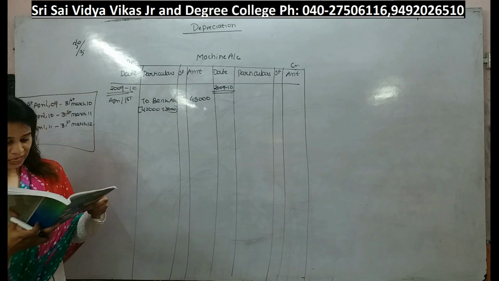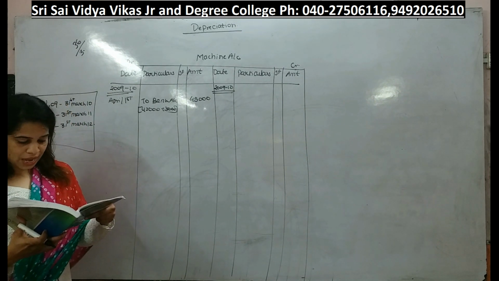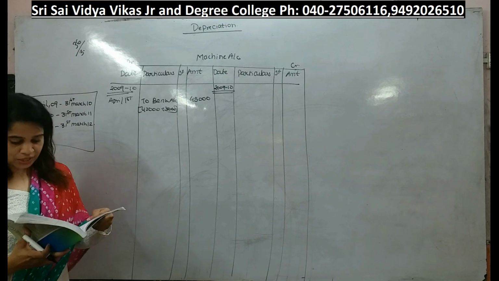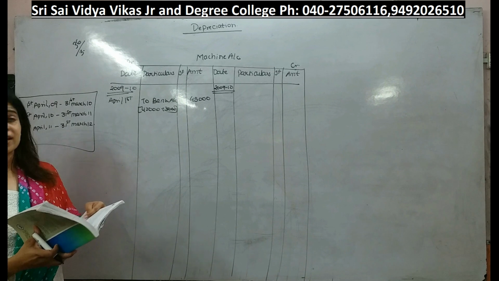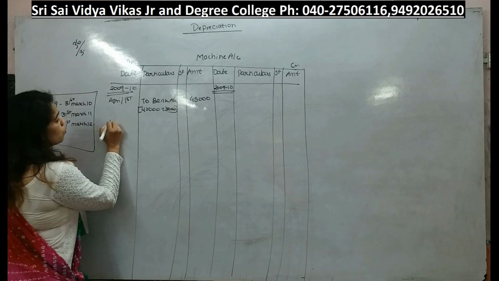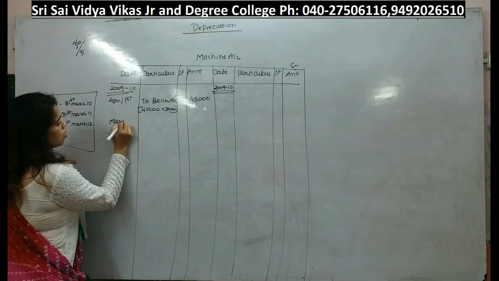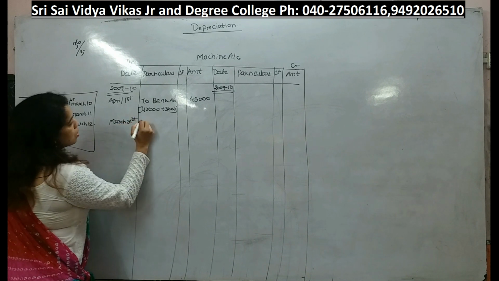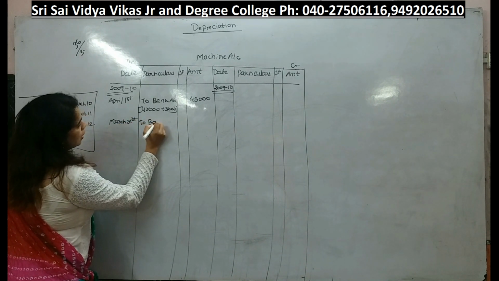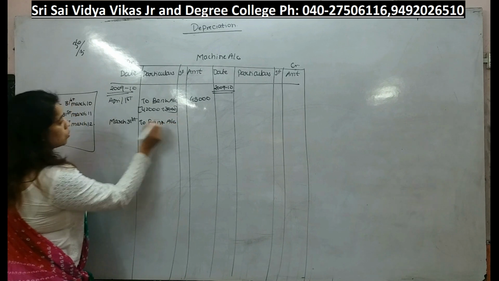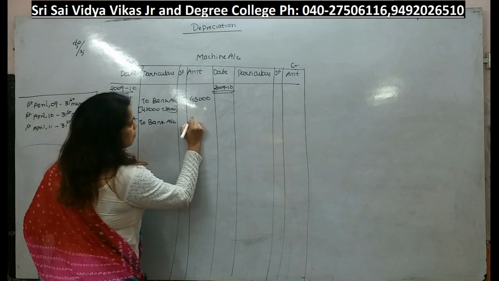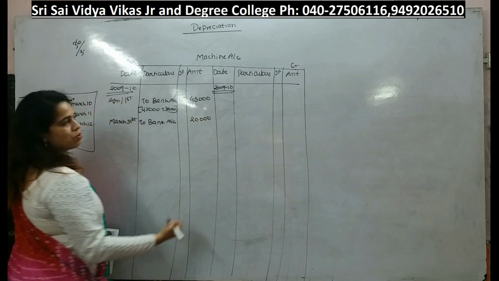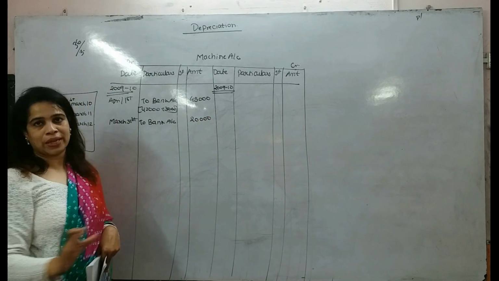Okay. Then what they are saying is additions are made to the machine on 31st March 2010 for rupees 20,000. So when are we making the addition? On March 31st. So here I will write to bank account, March 31st 2010, right? What is the value? 20,000. Apart from it we are not doing anything.